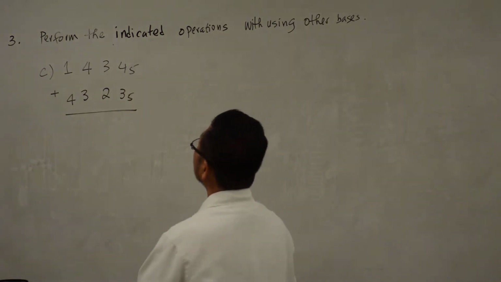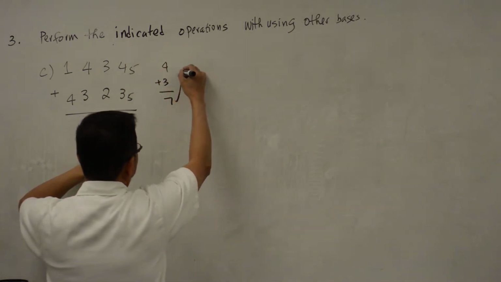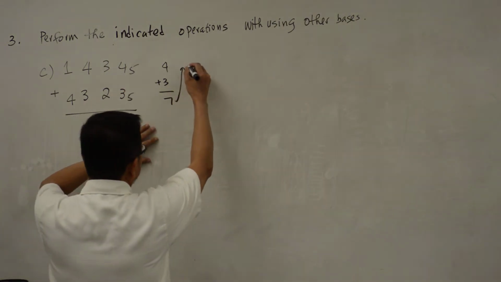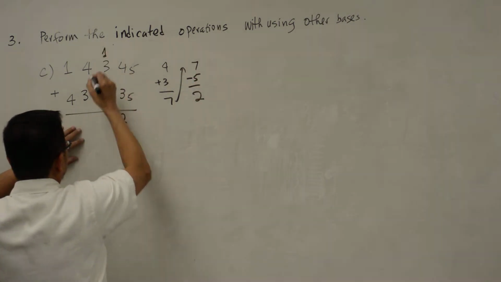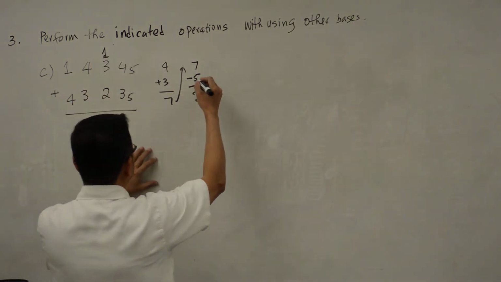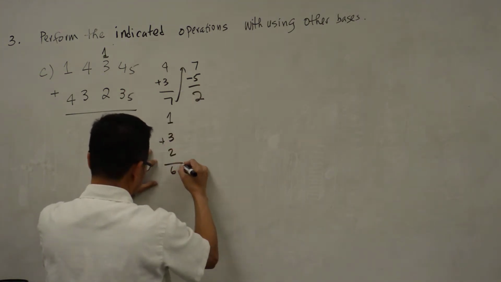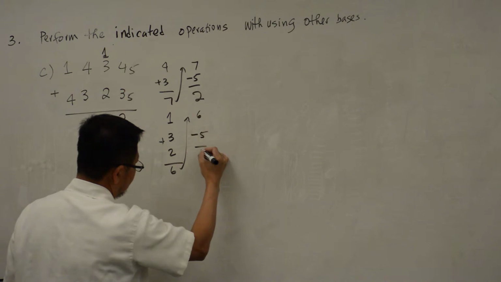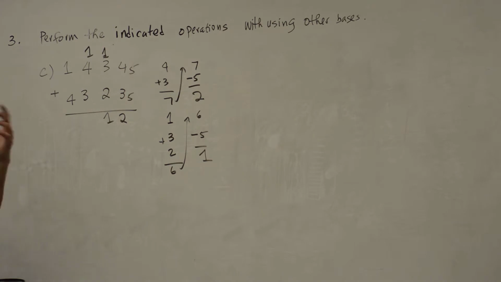So we have 4 plus 3, which gives you 7. Then 7 is greater than the base, so we can't have that. We have to subtract. Take 7 minus 5, which gives you 2. We carry one group of 5. So then we have 1 plus 3 plus 2, which gives you 6. And 6 is above 5. You can say 6 minus 5 gives you 1. So we carry 1 on top of that.